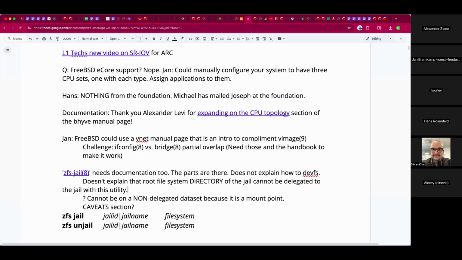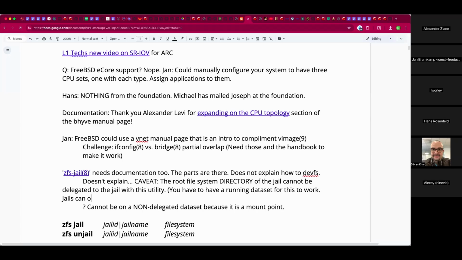Because the root directory of the jail has to exist before the jail is created. The thing is, you have to have a running jail to delegate the dataset to, and so the root directory must exist. The root directory of the jail cannot be delegated, so jails can only be created with a valid directory path.